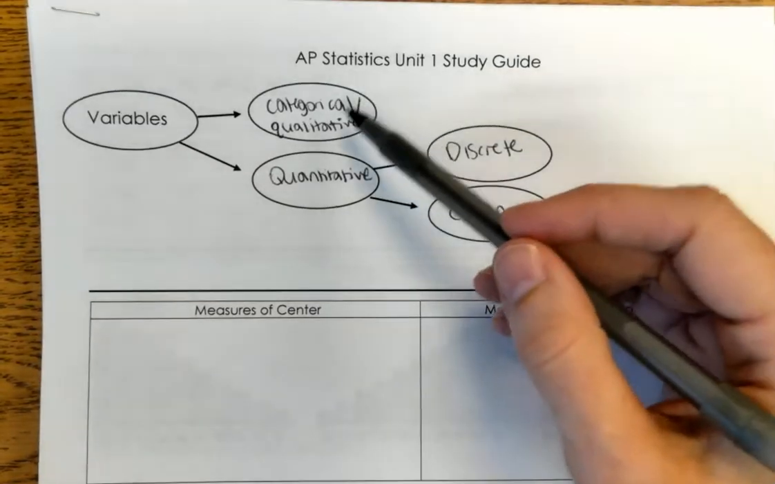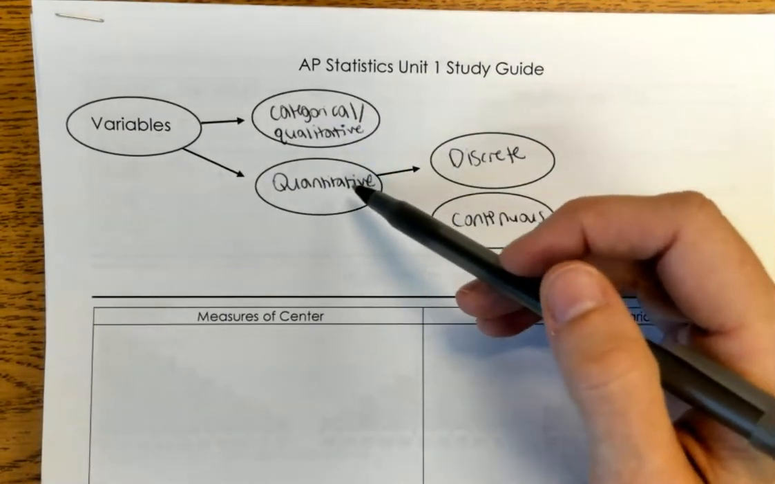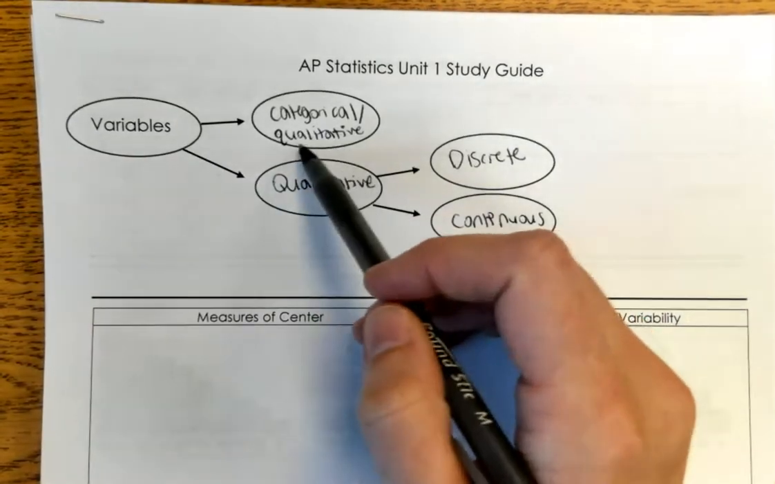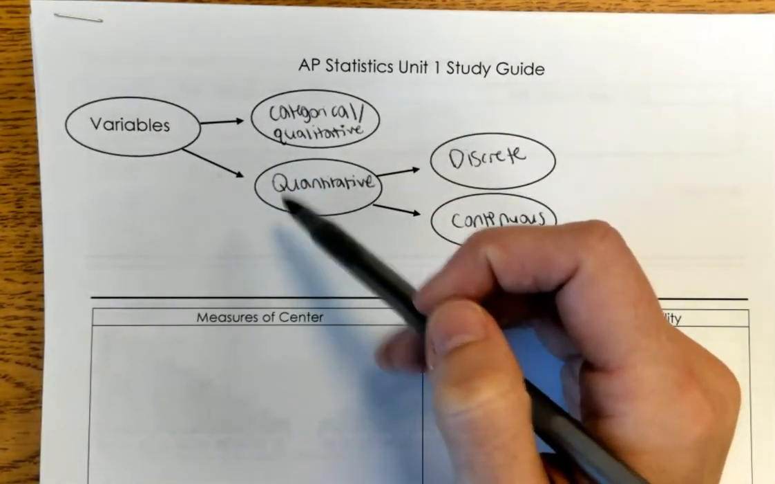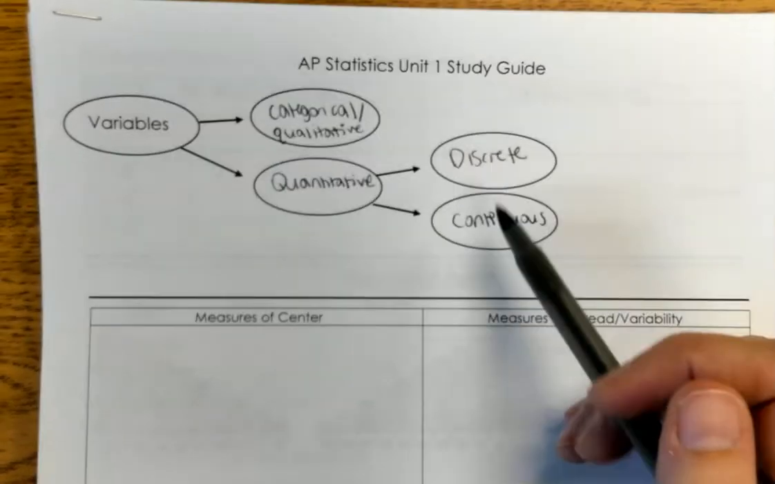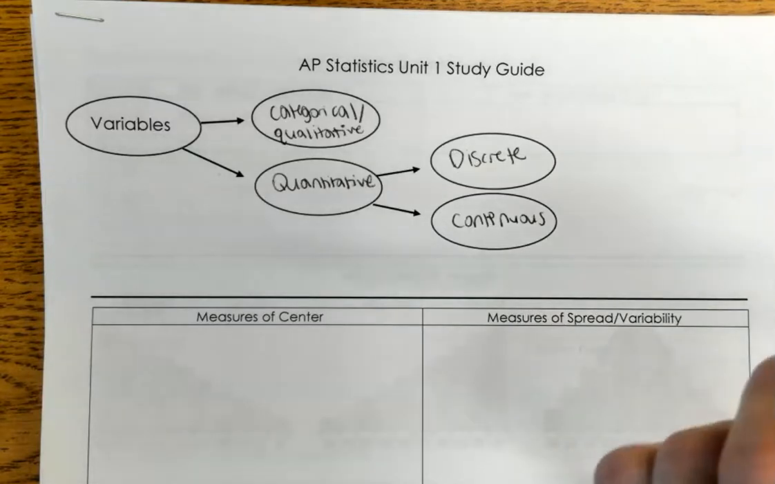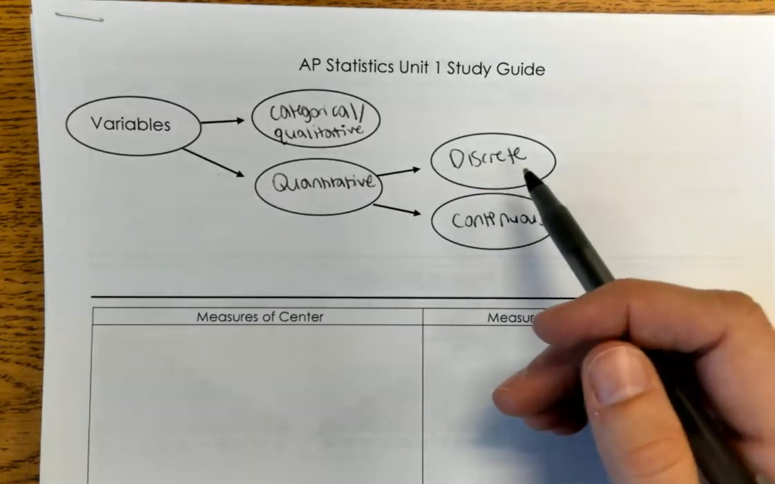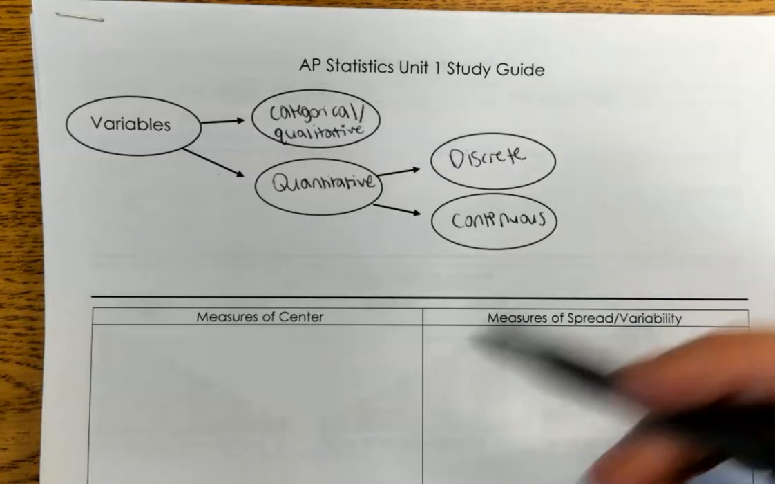Variables, you've got two types. You've got categorical and quantitative. Remember, categorical is categories and quantitative is numbers. Another word you might see on the test is qualitative for categorical. So categorical and quantitative. Remember, if you have a quantitative variable, we can split that up into two more categories, discrete and continuous. So discrete would be like the number of siblings you have, like 1, 2, 3, or 4. You can't have between 1 and 2 siblings, right?